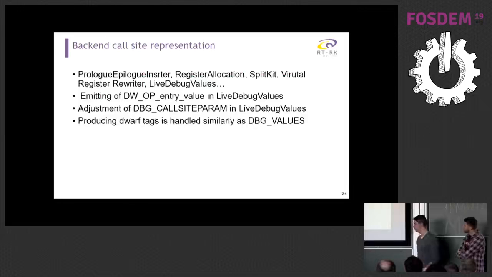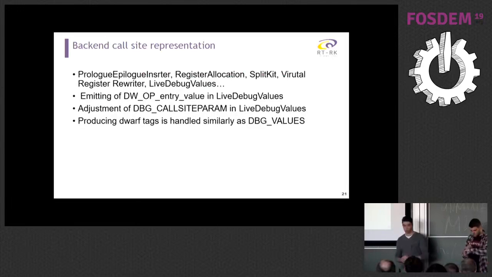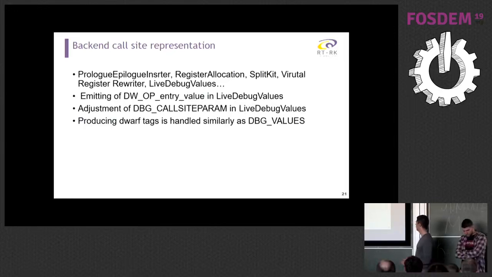So in order to handle this instruction in the backend, we needed modifications in the prolog epilog inserter pass, register allocation, split kit, virtual register writer, and most important for us, the LiveDebugValues pass. Now, the job of this pass is to broadcast dbg value pseudo instructions into successive blocks where the preserved location is not clobbered, where that location is valid.